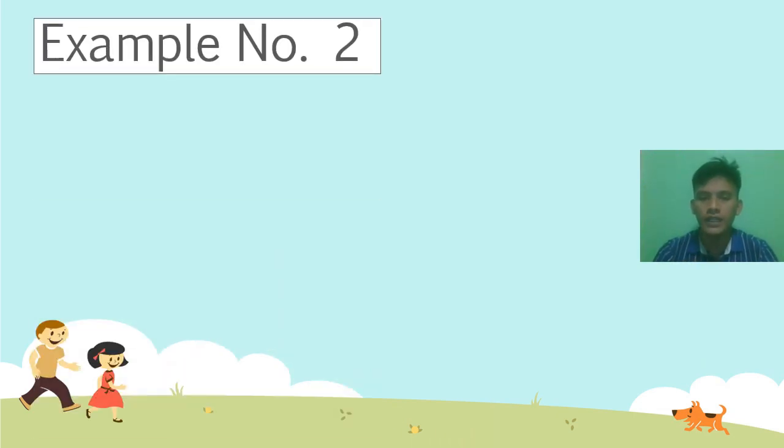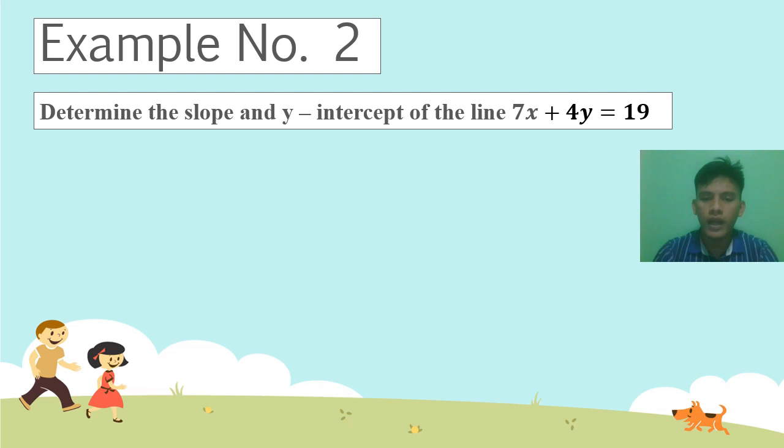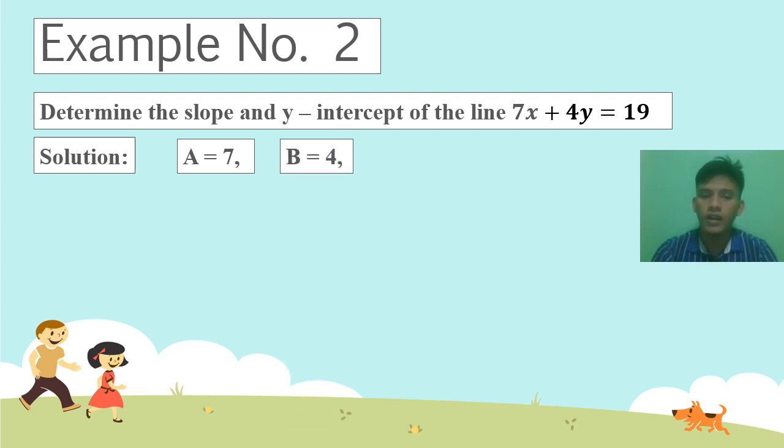I will give you an example for that. Determine the slope and y-intercept of the line 7x plus 4y is equal to 19. Solution. Our a is 7, our b is 4, our c is equal to 19. Because in our standard form, remember, ax plus by is equal to c. That will be our standard form, right?